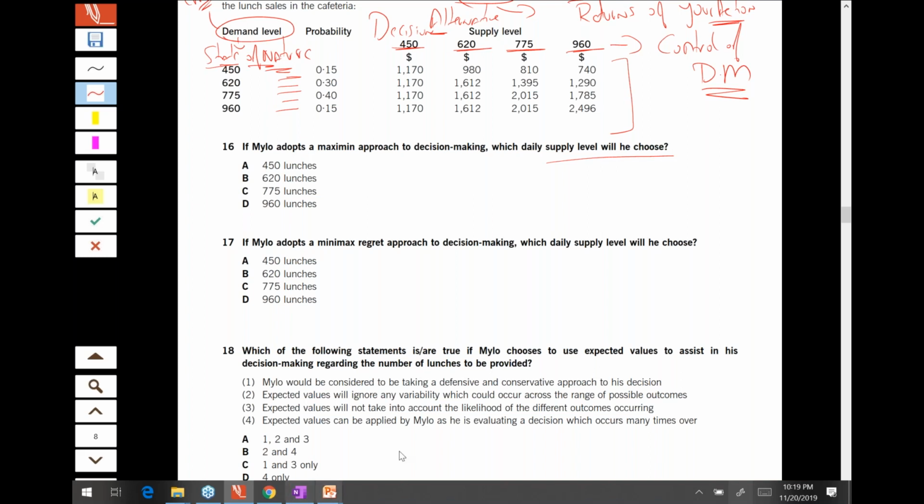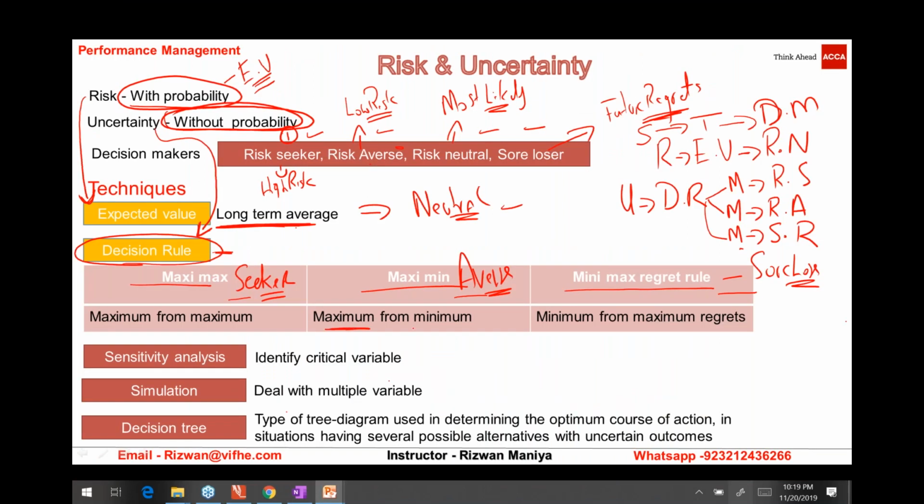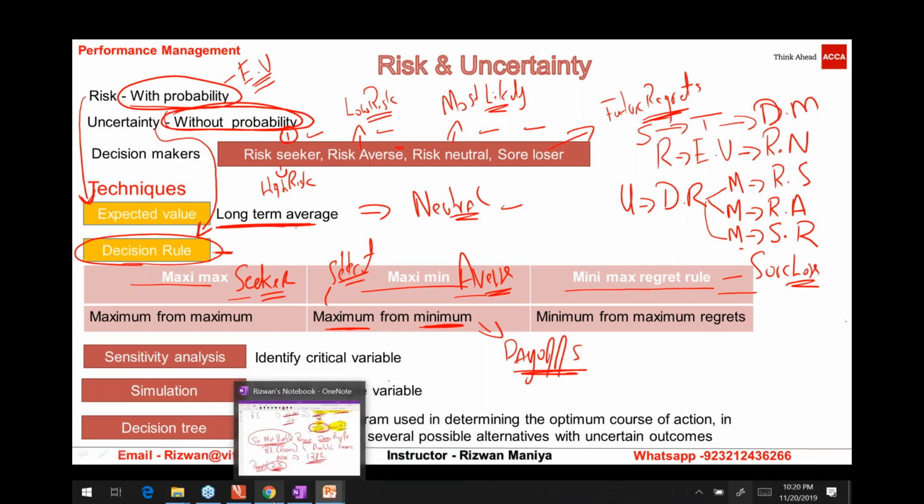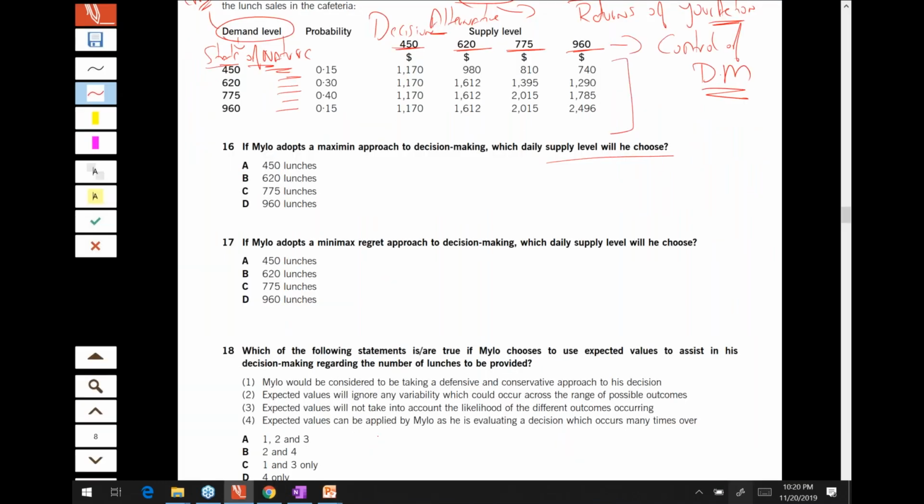Now, the maxi-min approach. See, maxi-min: maximum from minimum. What does this mean? From the minimum payoffs, select the maximum. Are you getting my point? So let's see what the minimum payoffs are. What are the decision alternatives? Either we'll produce 450, or we'll produce 620, or we'll produce 775, or we'll produce 960.